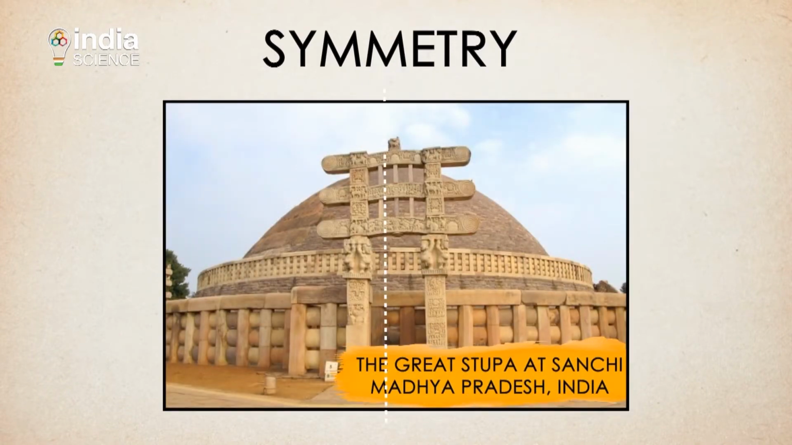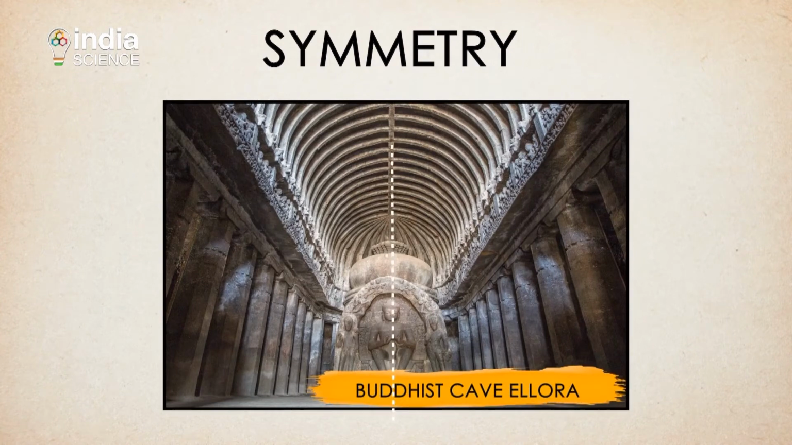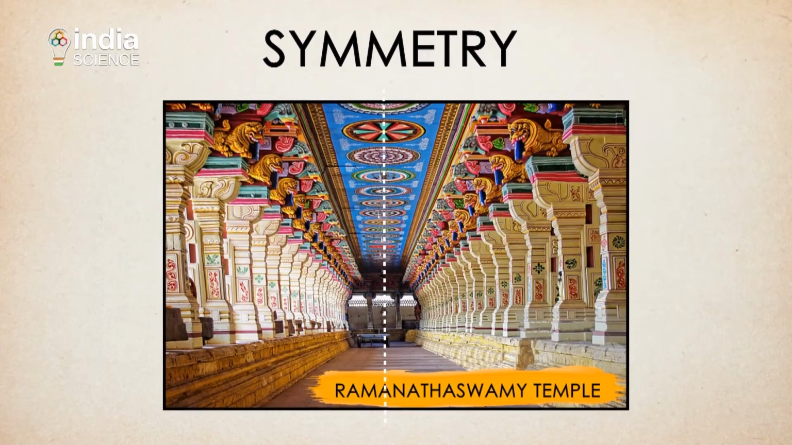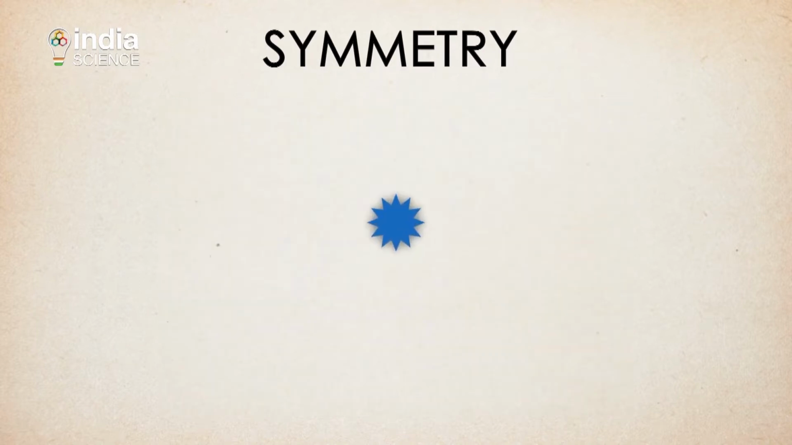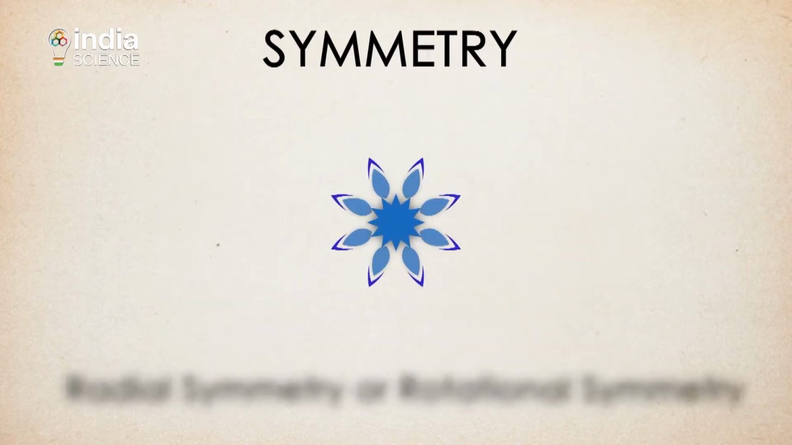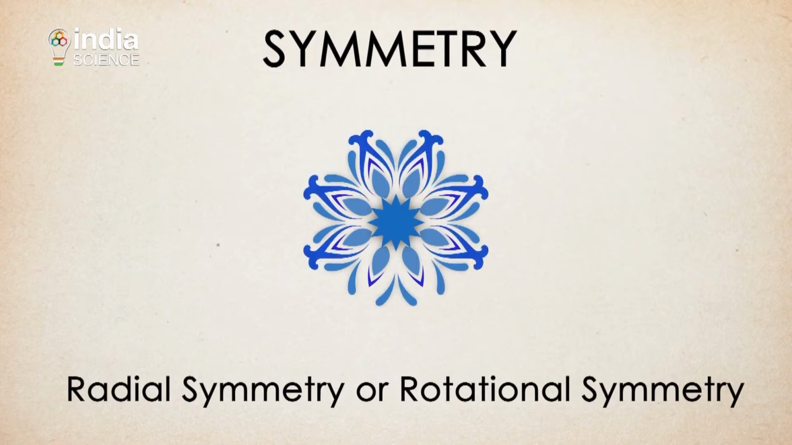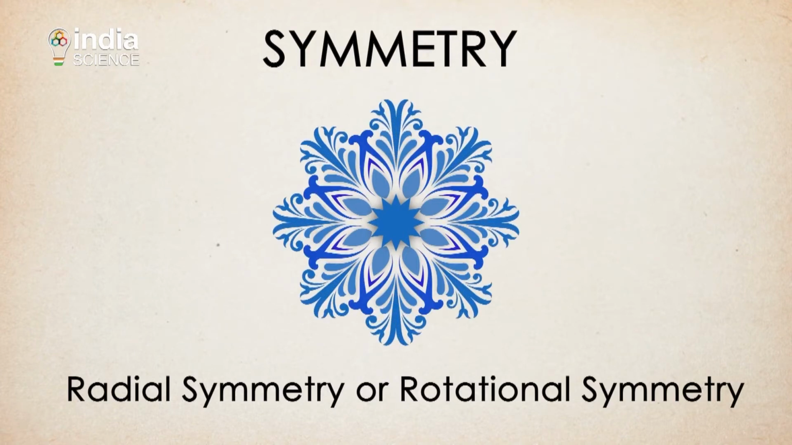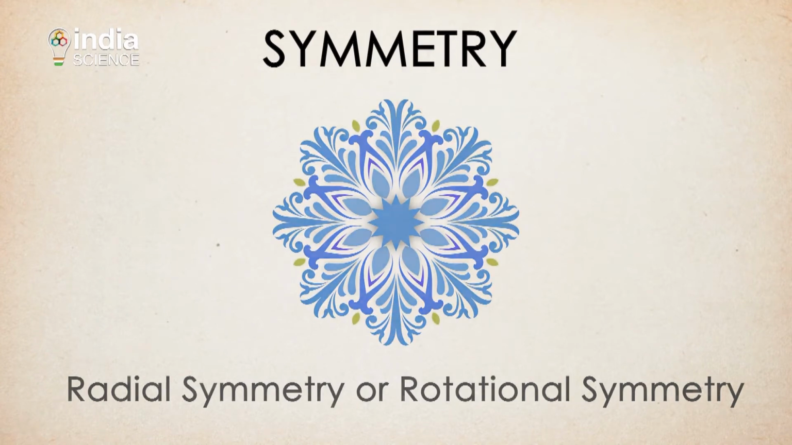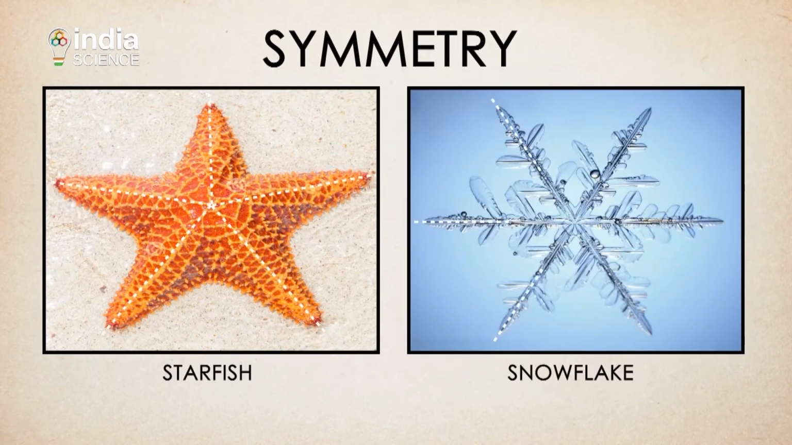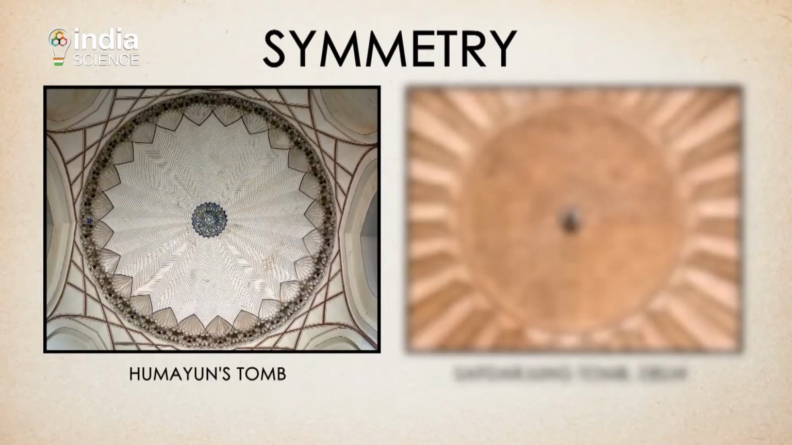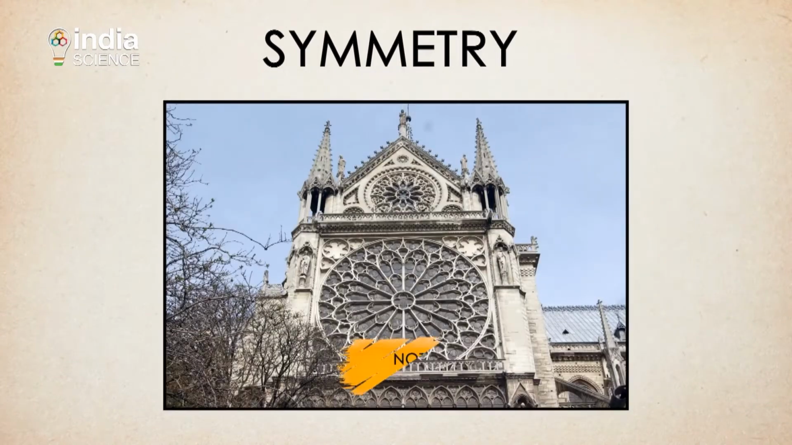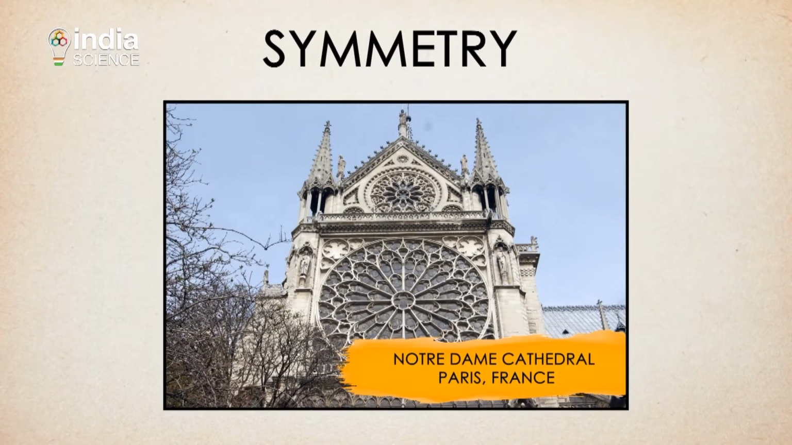The famous Sanchi Stupa, the Ellora Caves in Aurangabad, the temple at Rameshwaram, and India Gate. Another kind of symmetry, which is less common, is radial symmetry or rotational symmetry. This is largely symmetry about a central axis, as in a starfish or a snowflake. These are often seen on ceilings of all kinds of monuments or in stained glass windows in churches.